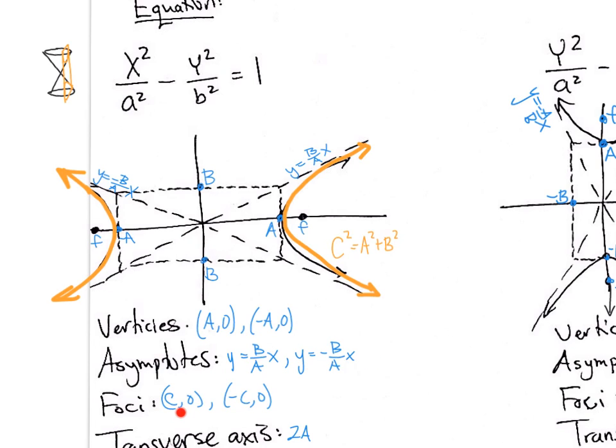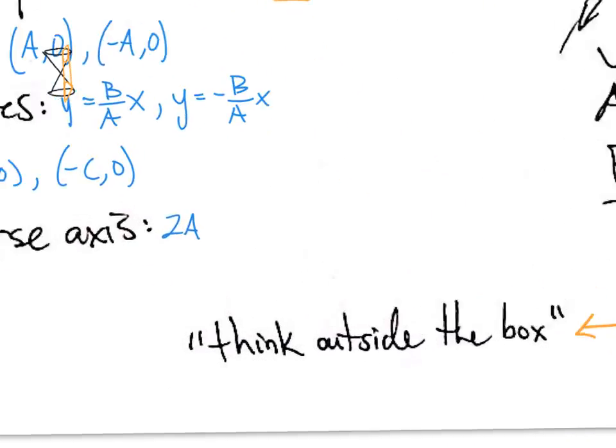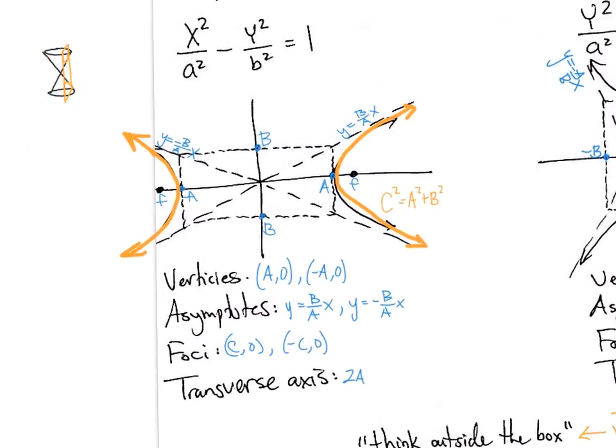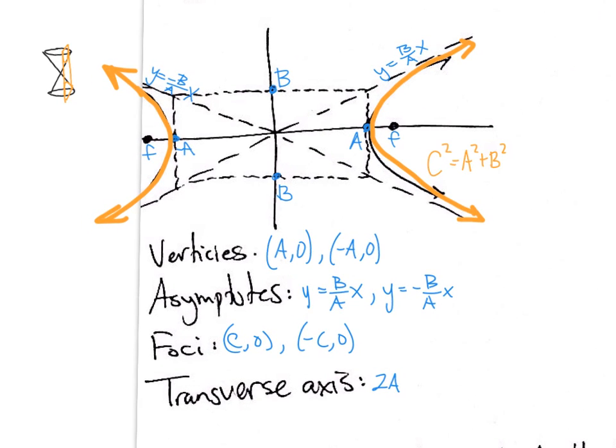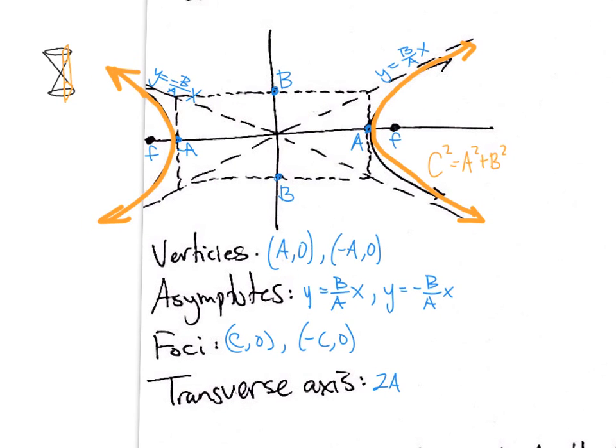The focal points end up being outside of the diagram, outside of the box. So there's a little helpful hint down here: think outside the box to help us remember that with a hyperbola, we're drawing that box and the focal points are outside it. And we find, so for an ellipse, we had c squared equals a squared minus b squared. This was for an ellipse.